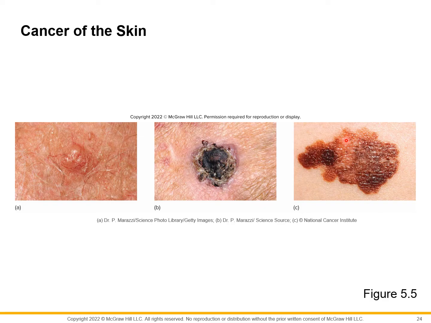Asymmetry, border, and color. Hindi pantay, hindi even yung borders, and hindi isang color lang yung na-observe natin. Those are the main signs of skin cancer that we may be able to observe.